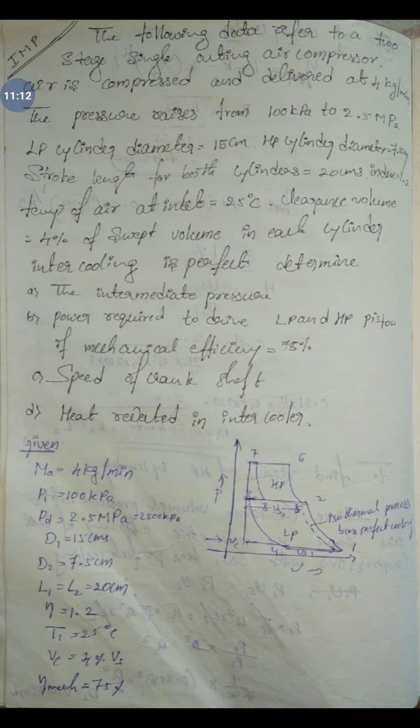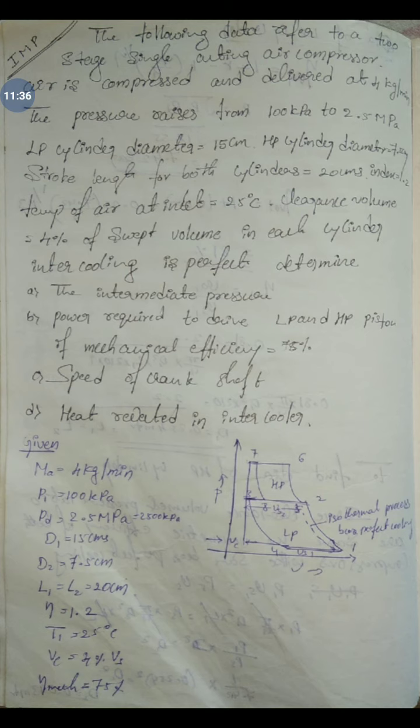He is asking to find the intermediate pressure, the power required to drive the LP and HP pistons if the mechanical efficiency is 75%, the speed of the crankshaft, and the heat rejected in the intercooler. So in this problem he has not given the RPM, he is asking us to find the RPM.